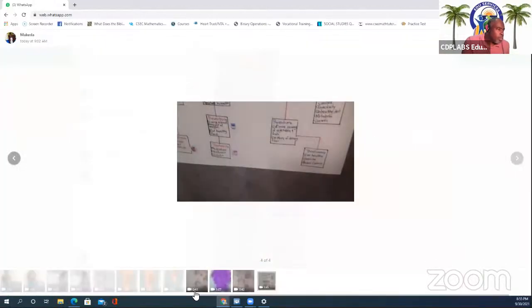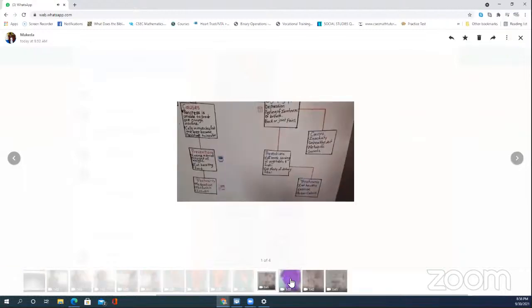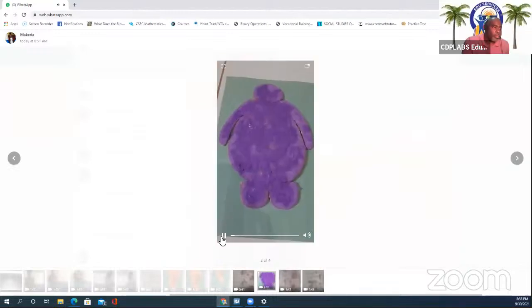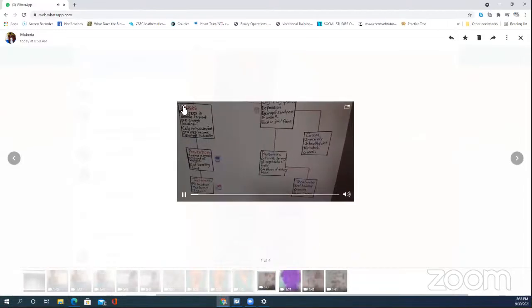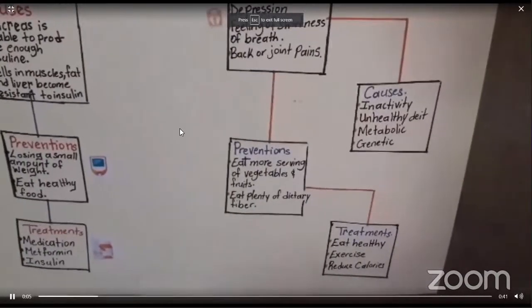So I guess this one will be next. Which one is the next? The one with the picture or the one without the picture? This one is next? Yes. I was talking about prevention. No, not that one. This one.